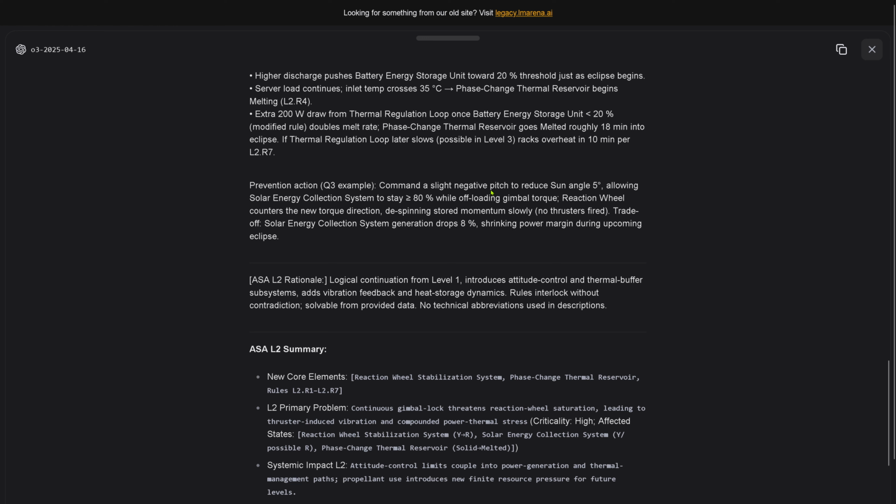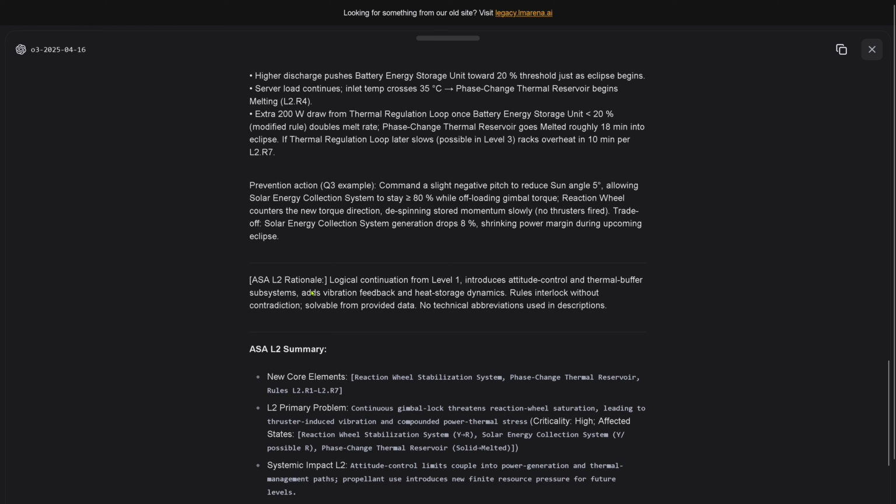Command a slight negative pitch to reduce the sun angle by 5 degrees, allowing the solar energy collection system to stay above 80% while offloading the gimbal torque. The direction wheel counters the new torque direction, de-spinning stored momentum slowly. The trade-off is that the solar energy collection system generation drops 8%, shrinking the power margin during the upcoming eclipse.